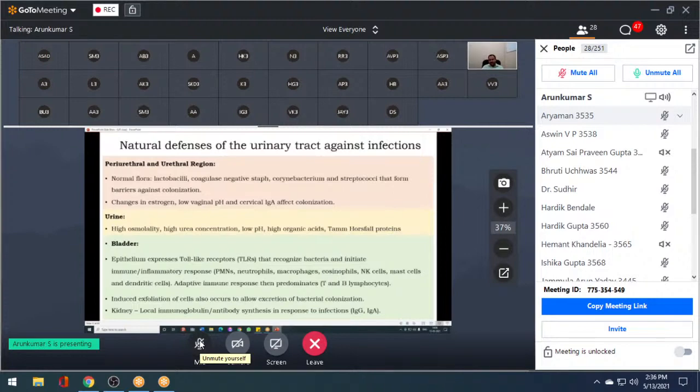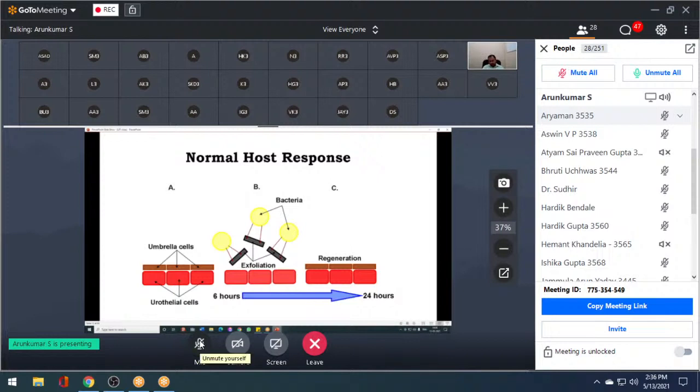And moreover, if at all it gets infected, there's a rapid exfoliation of the epithelium. Thereby, it prevents infection from setting into the bladder. So based upon these mechanisms, usually the urinary tract is prevented from any infection. As you can see, the urothelial cells have a layer of umbrella cells over them. So whenever the bacteria adhere to it, within 6 hours they get exfoliated, in most of the cases where there is normal immunity. And once they get exfoliated, the regeneration is completed within a day, within 24 hours. That is how the integrity of the mucosa is maintained, one. And two, the infection is also prevented from getting more severe. This is what the normal host response is.